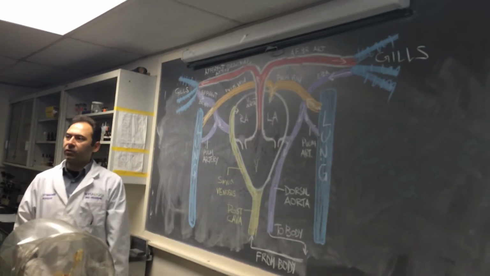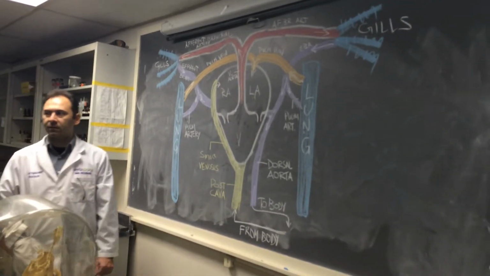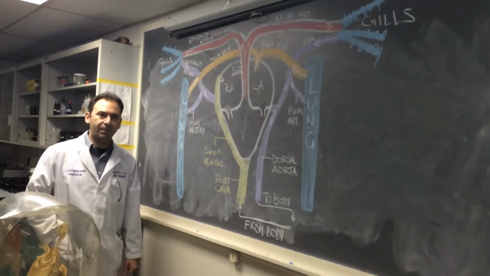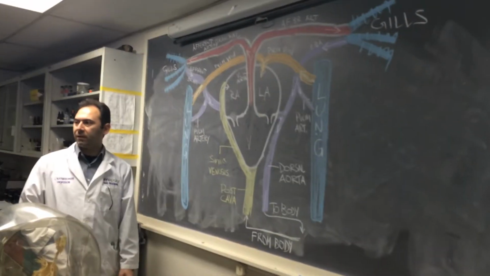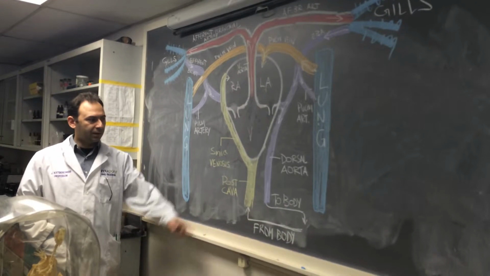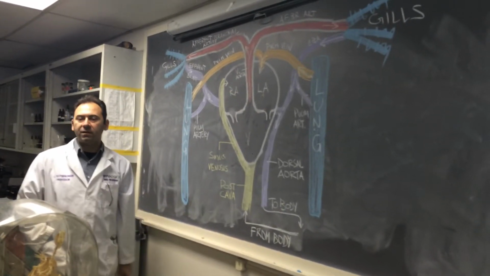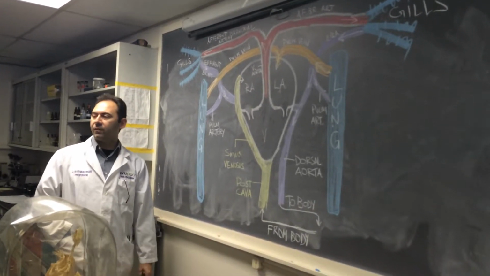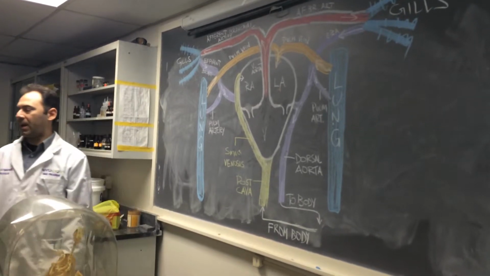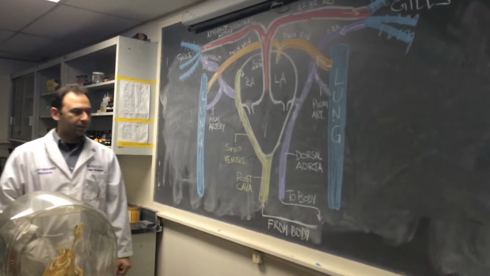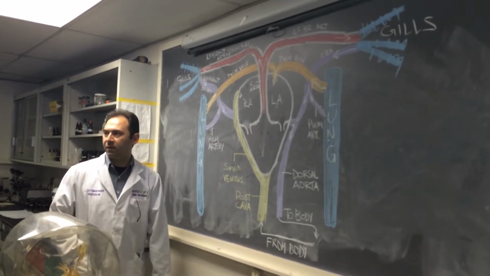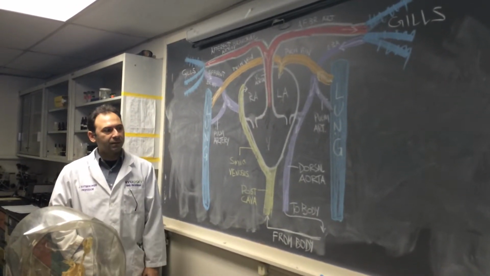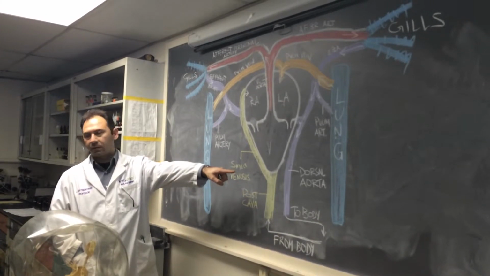Blood entering the right atrium comes from where? The body. And which major part of the heart delivers that blood there? The sinus venosus. What's the major vessel that carries blood back to the heart from the body? Postcava. What's the major vessel that carries blood away from the heart, lungs, and gills into the body? Dorsal aorta.